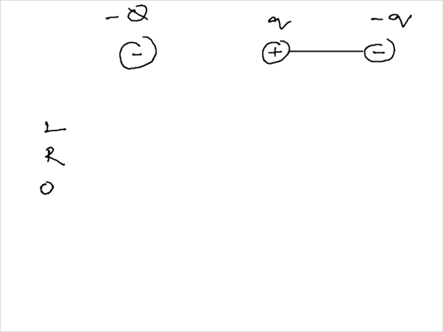So 0? The left. It's a rod which has some finite length. Now, if left is the answer, why is it so? Because the distance between the minus and the plus charge is less, so force will be more towards the left.